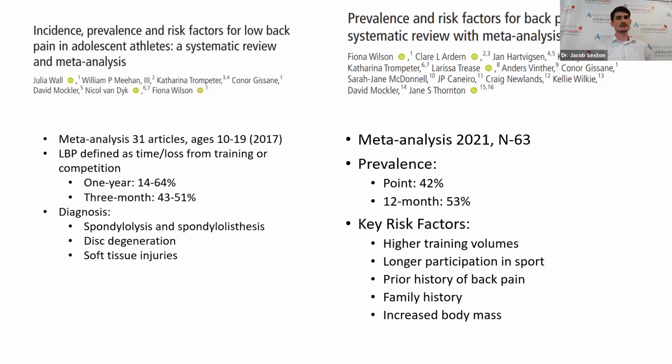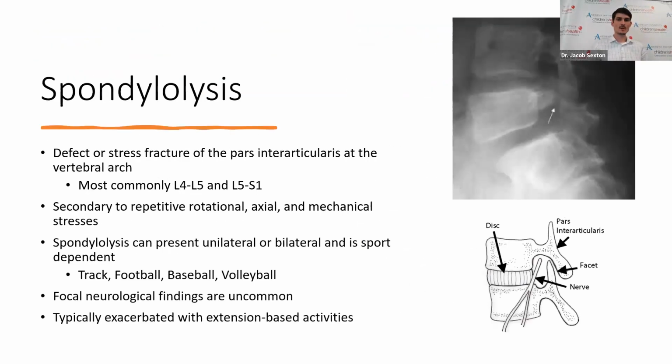The other meta-analysis identified key risk factors, and we have all heard these before: higher training volumes, longer participation in sports (the longer you do it, the more likely you are to develop those injuries), prior history of back pain, family history, and of course obesity and increased body mass can all predispose you to developing low back pain. So spondylolysis, what we're here for today, let's talk about it.